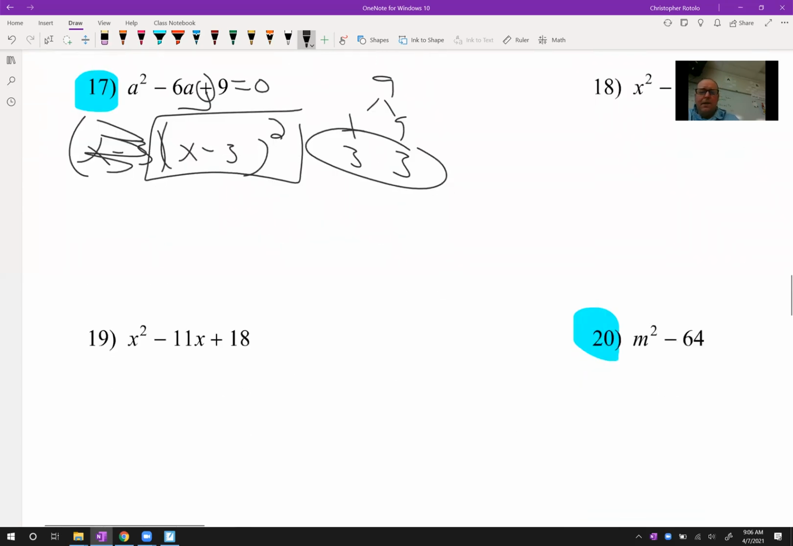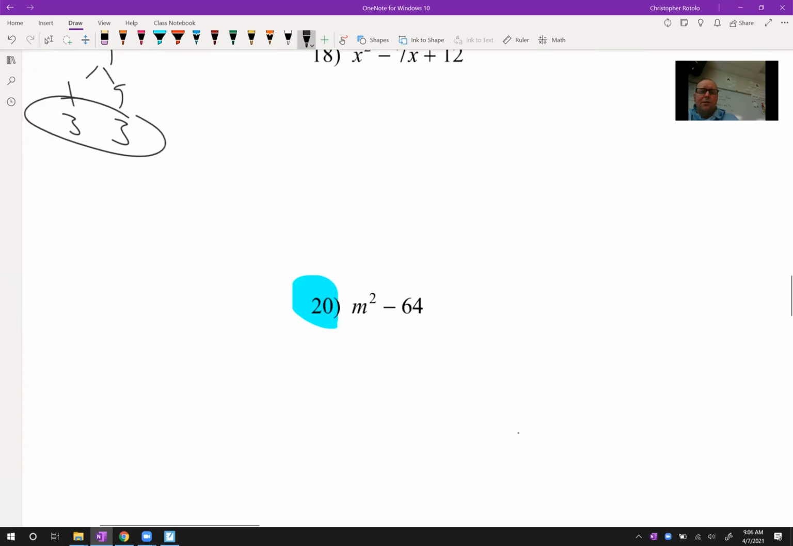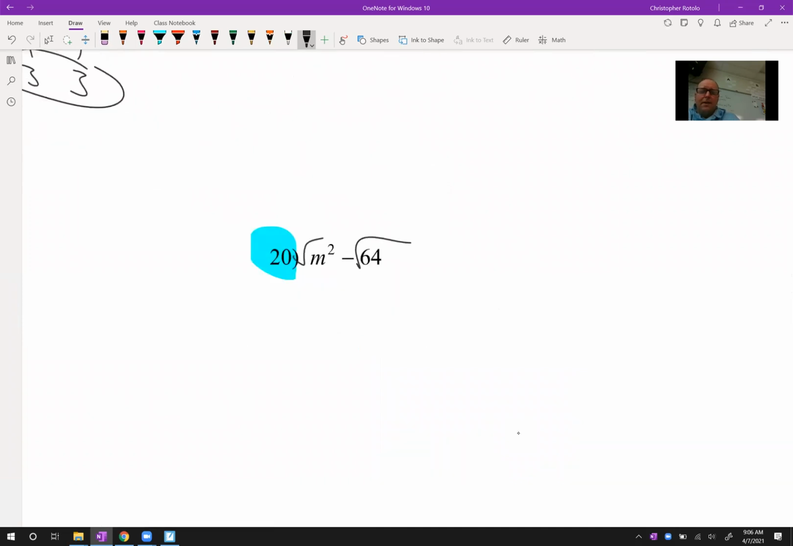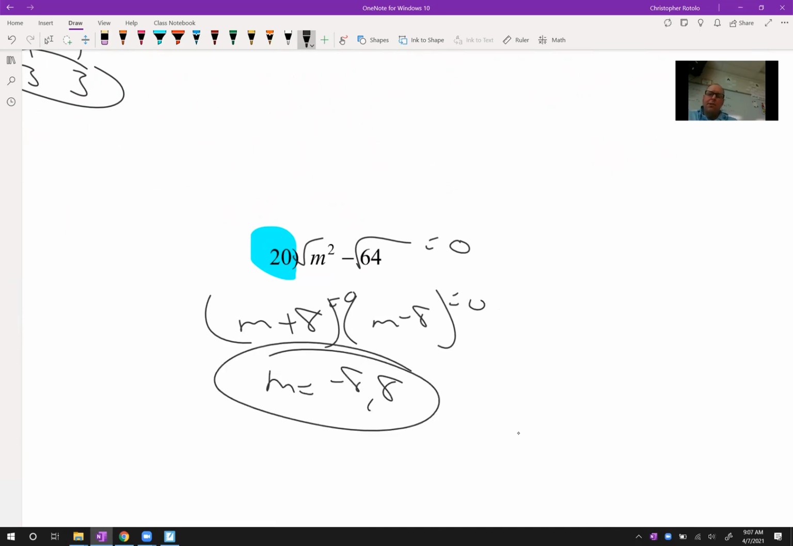Okay, and what do we got over here? This is another one that's 64. You know the square root of 64? m plus 8 and m minus 8. Let's set it equal to 0. So m equals negative 8 and positive 8. Again, you could write it as plus or minus.